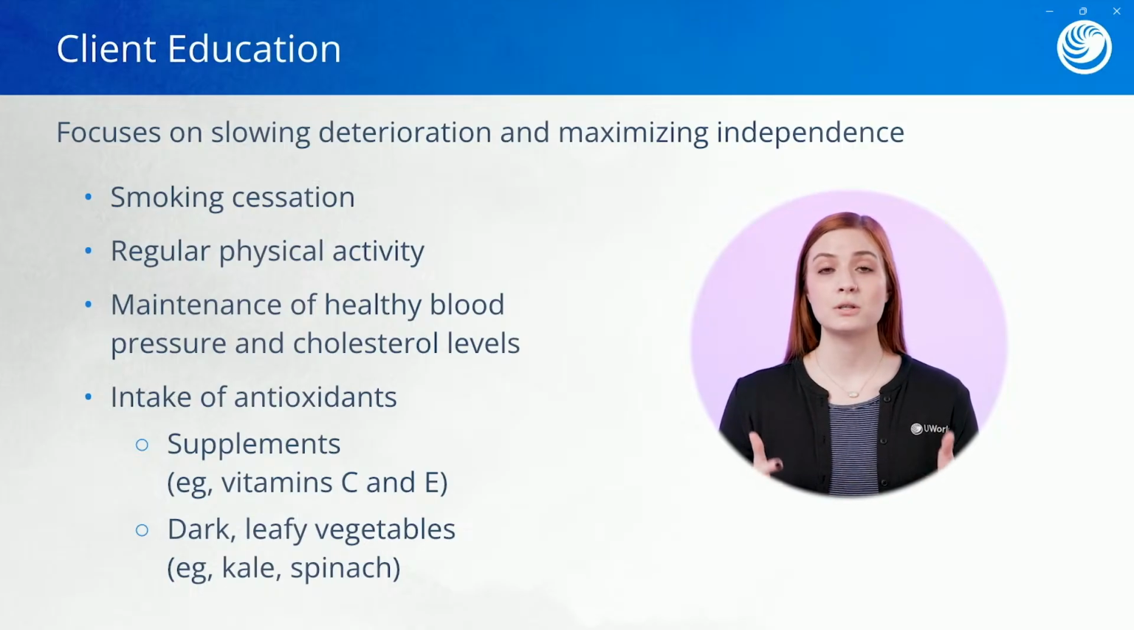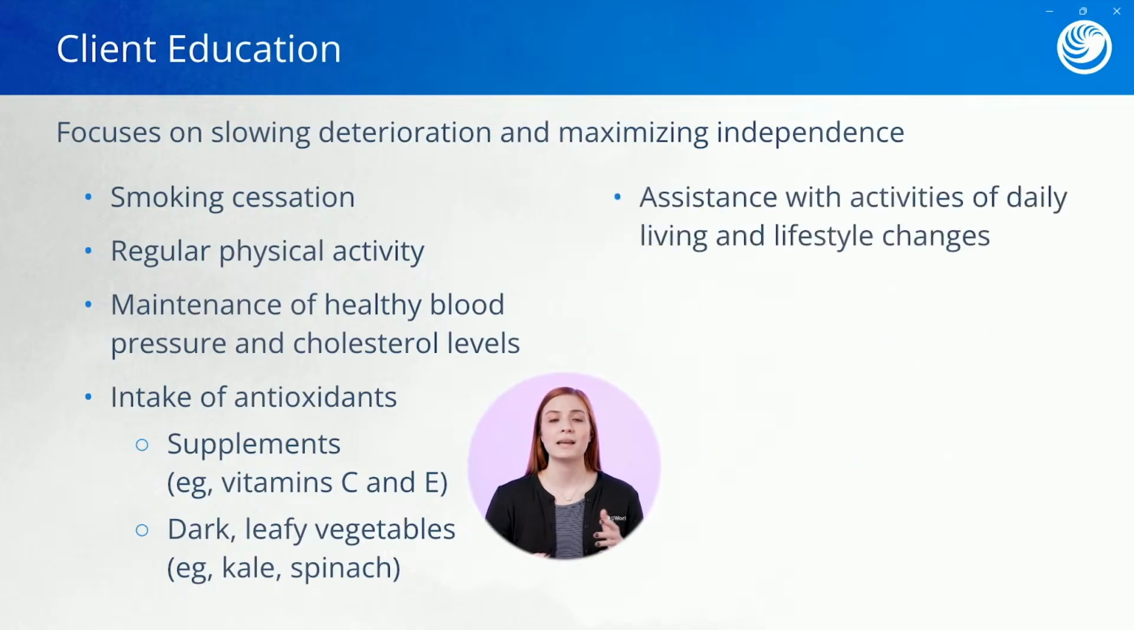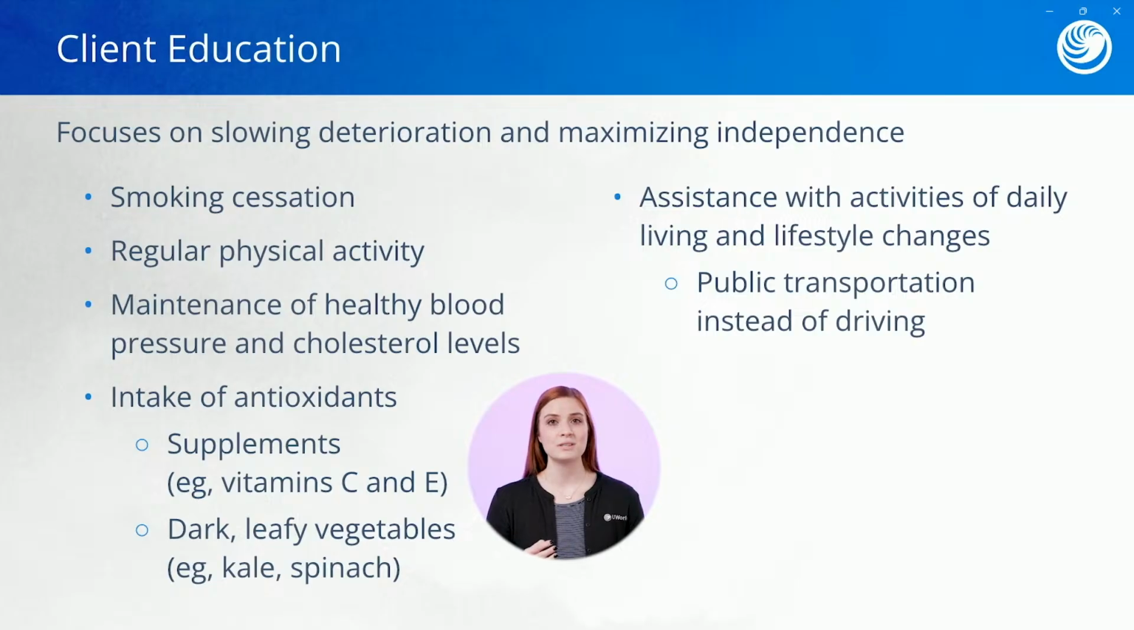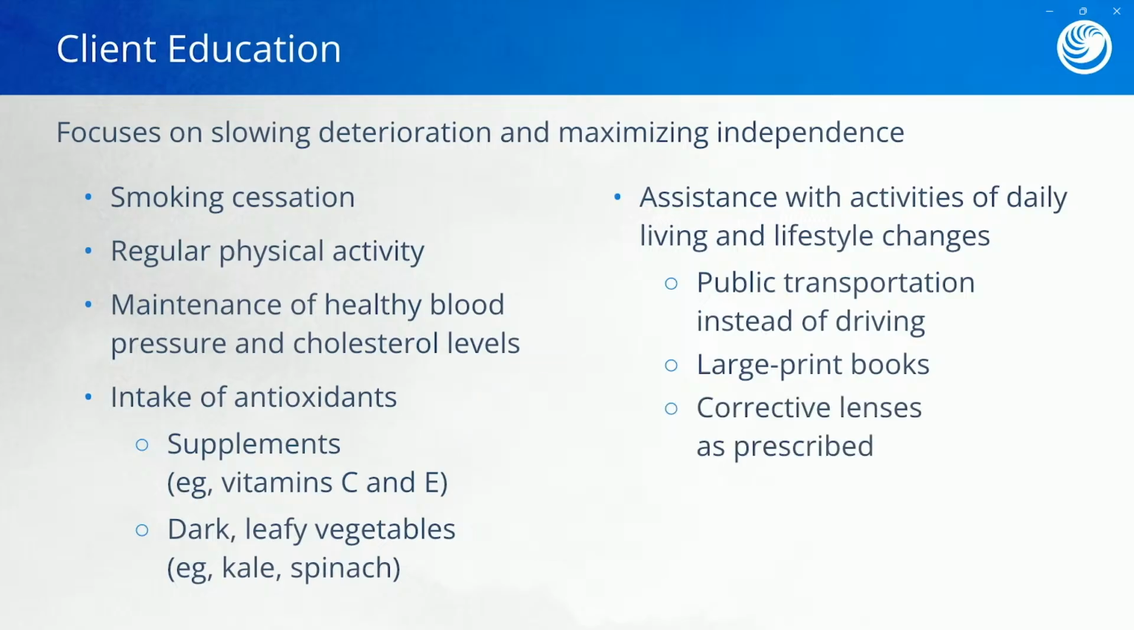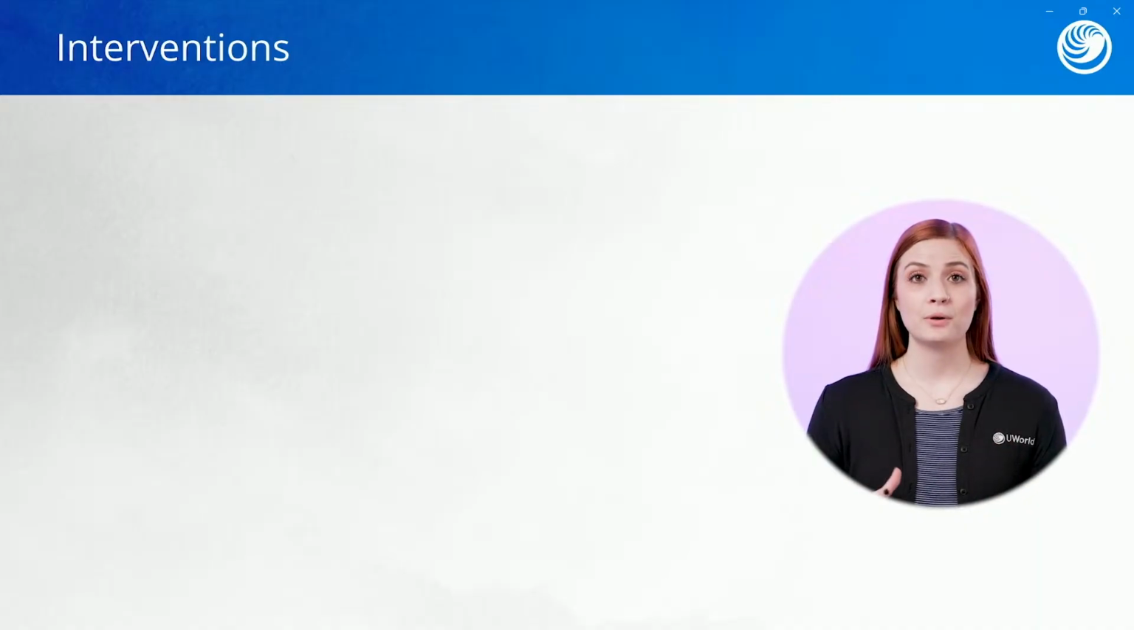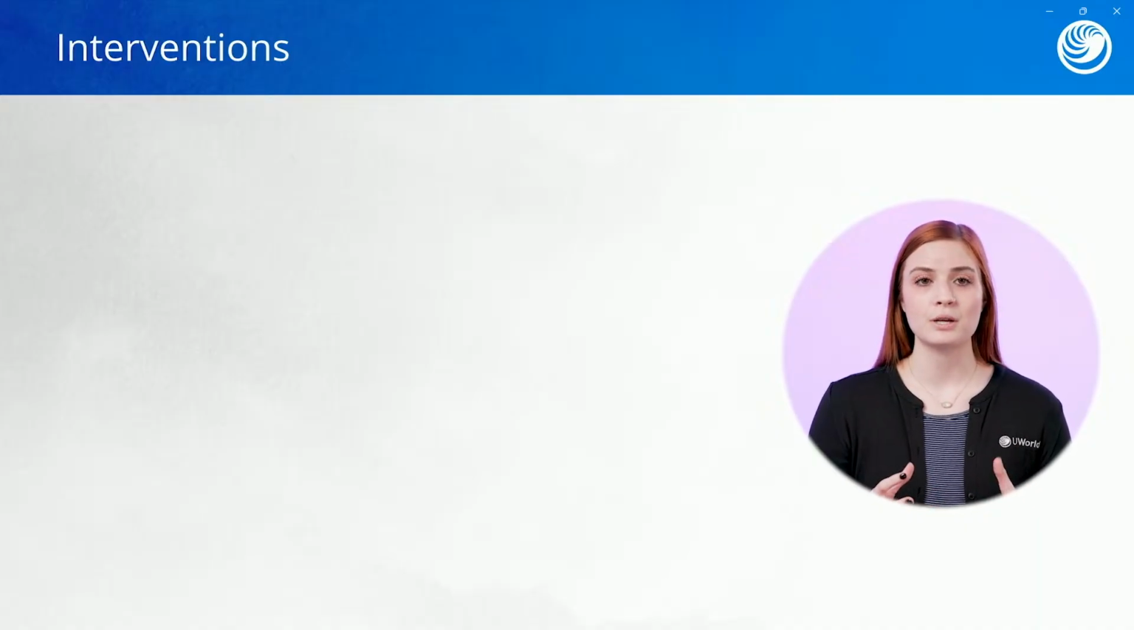These clients are going to be slowly losing their central field of vision, which means their sense of independence is going to decrease. We want to help clients be as independent for as long as they can, so we want to assist them with their activities of daily living and making lifestyle changes. Clients should be encouraged to use public transportation instead of driving as vision worsens, and we may want to provide large print books to help them see better. If we're providing education on a medication or a new diagnosis, we want to make sure the print is readable for the client. Additionally, clients should have regular eye exams to check for worsening AMD and wear corrective lenses as prescribed. Like I said, we cannot stop the progression of AMD, but we can slow its progression.